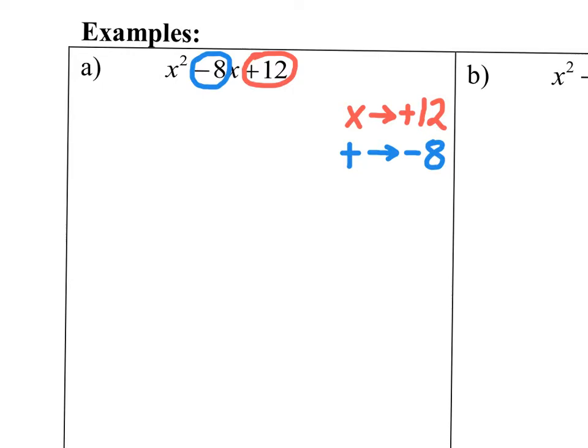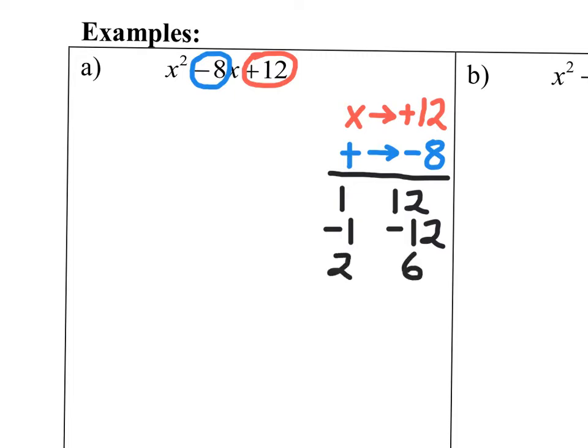A simple way to figure this out is to list all the numbers that multiply to +12. You could have 1 times 12, or you could have -1 times -12. You could have 2 times 6, or you could have -2 times -6. As you make your list of all the possible numbers that multiply to +12, try to keep track of which combinations add to -8. In this case, -2 and -6, when you add them together, you get -8.